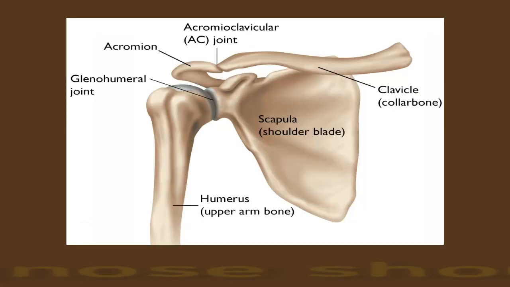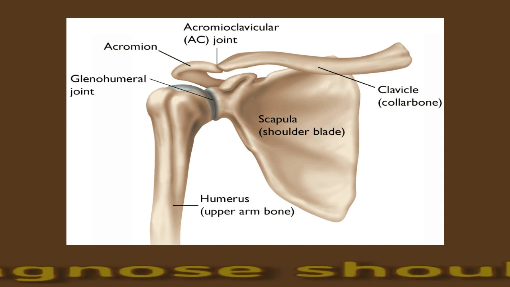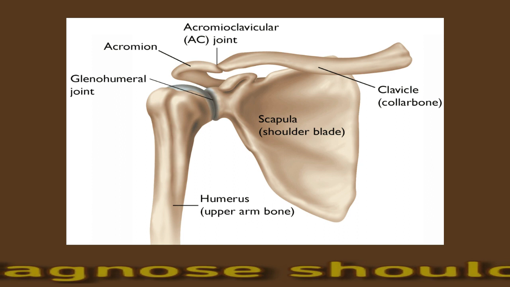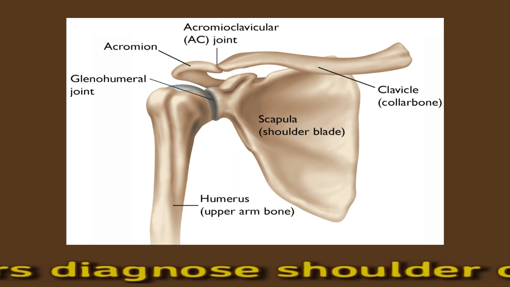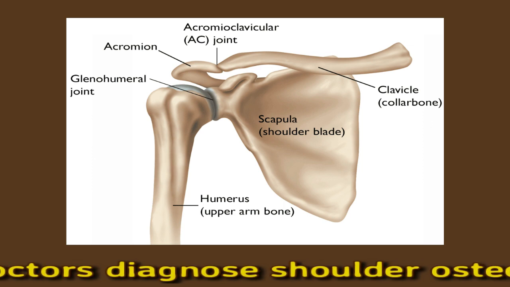How do doctors diagnose shoulder osteoarthritis? To reach an accurate diagnosis, a doctor may ask a person questions about their symptoms, take a full medical history, and perform a physical examination.